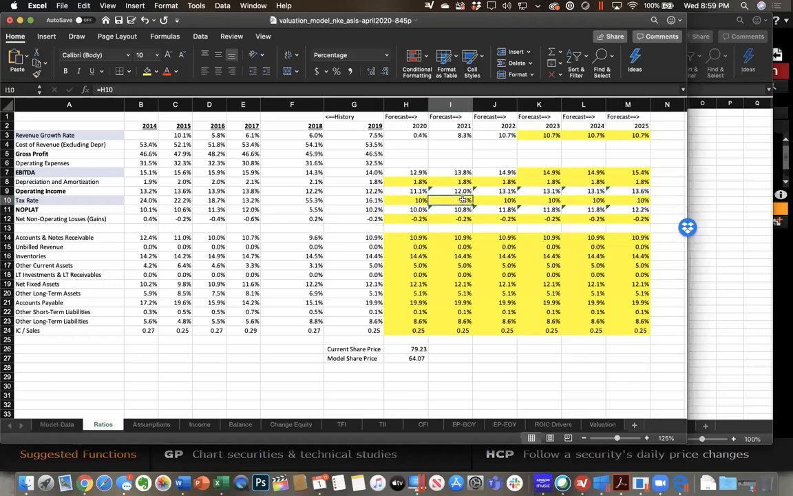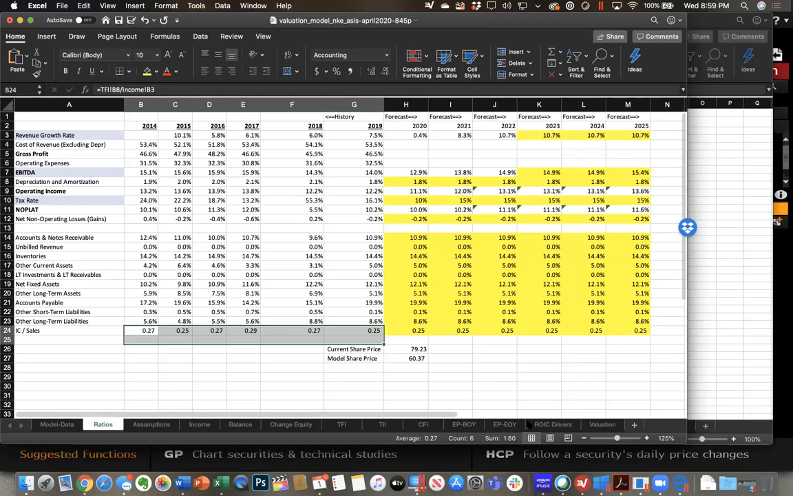And then back to 15. Okay, and obviously that will change the share price. So reasonable tax rate, not too different. Then productivity.